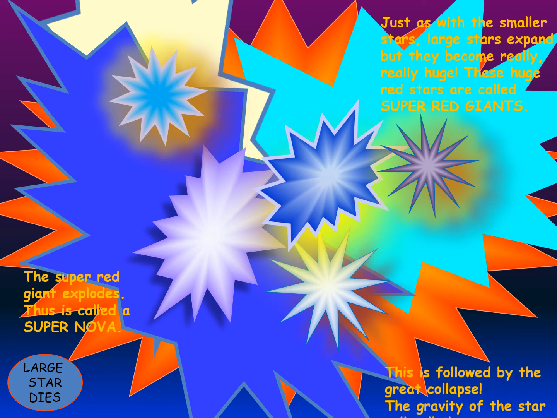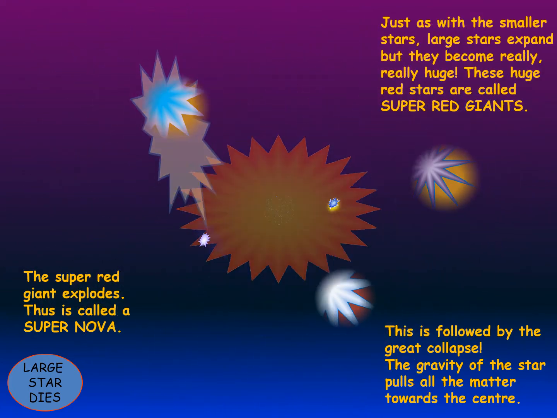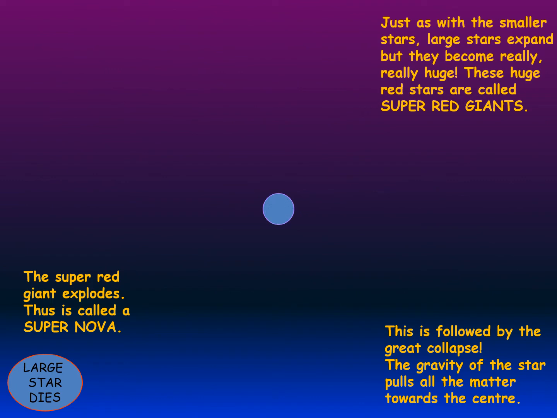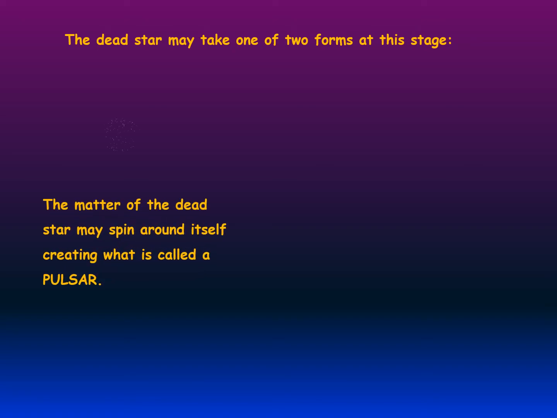This is followed by the great collapse. The gravity of the star pulls all the matter towards the center. The dead star may take one of two forms at this stage. The matter of the dead star may spin around itself, creating what is called a pulsar.